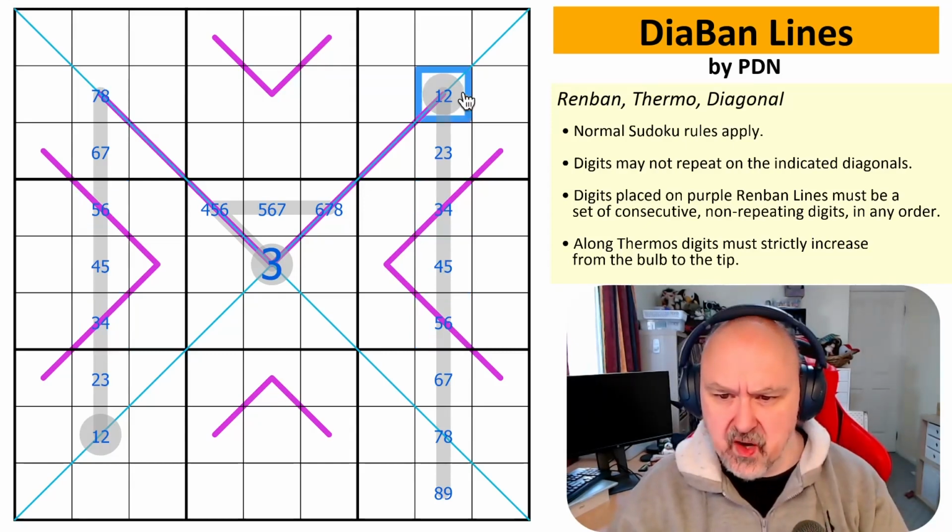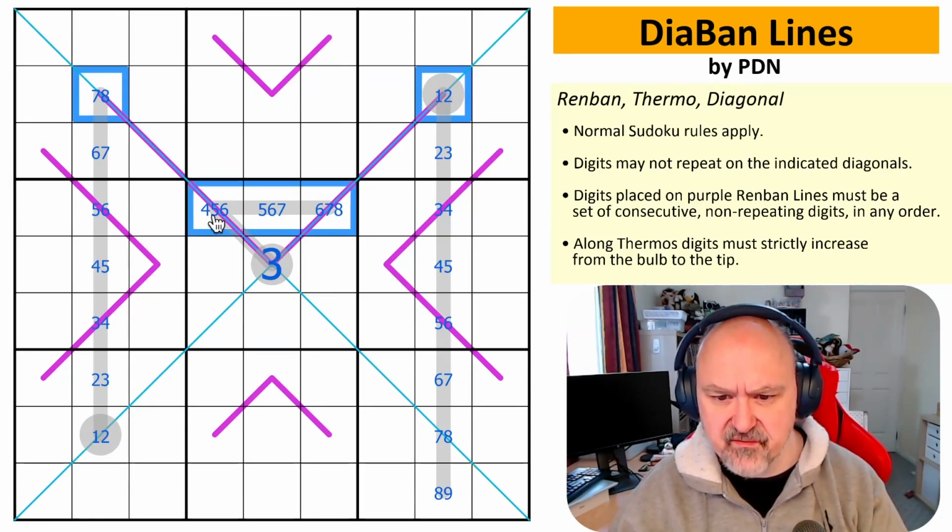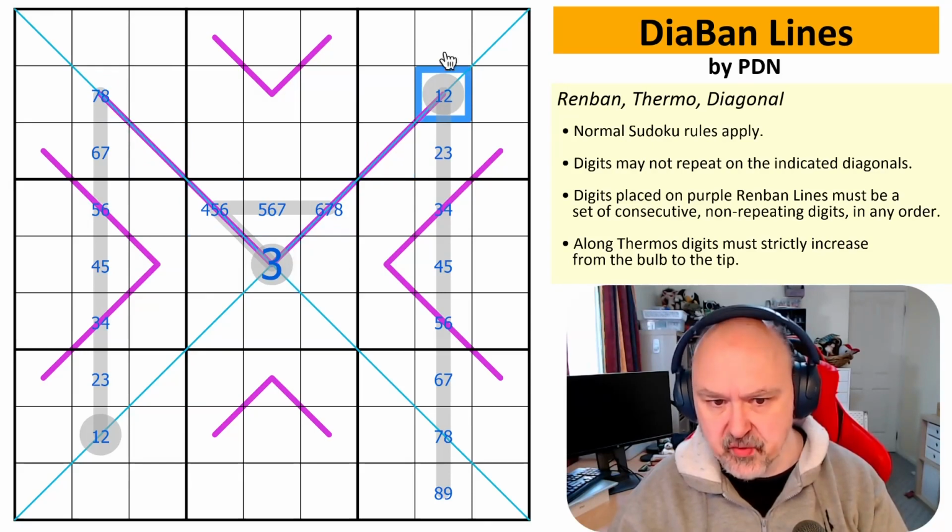If this is a 1, 2, 3, 4, 5, 6, 7, I could never put an 8 on this line. But if this is a 1, this is a 7, this would have a maximum of 6. So this would go 6, 5, 4. And this can't go 6, 5, 4. So if this is a 1, we cannot put an 8 on this line. So 1, 2, 3, 4, 5, 6, 7. So if this is a 1, we can never put an 8 on this line.